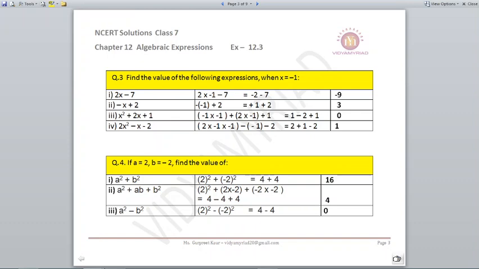Even case, plus will come. 2 into minus 1. How many minus? 1 minus. That is odd. So, minus 2. Plus 1 gives you 0 as your answer.